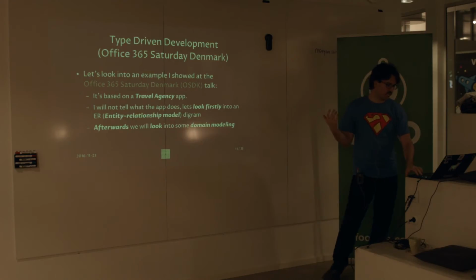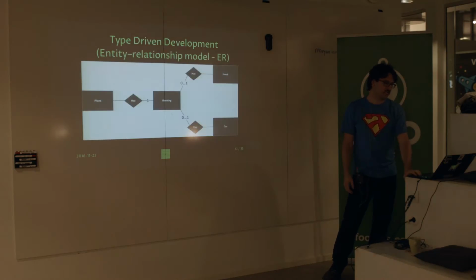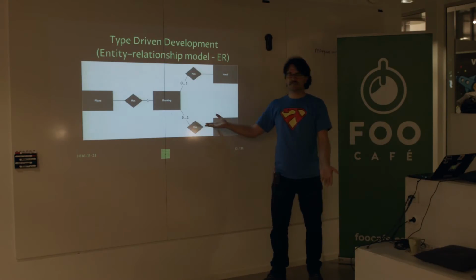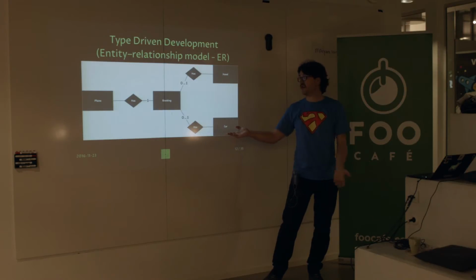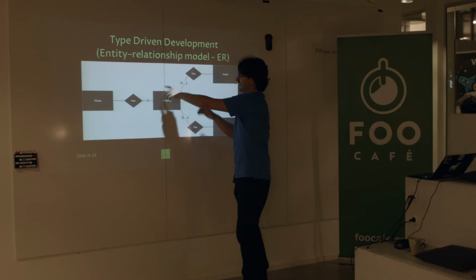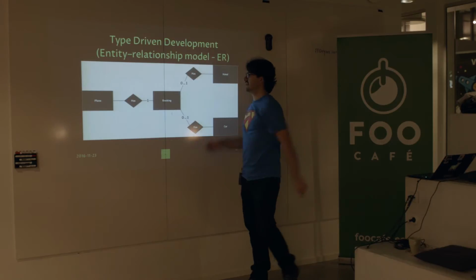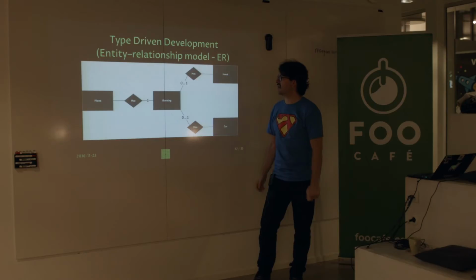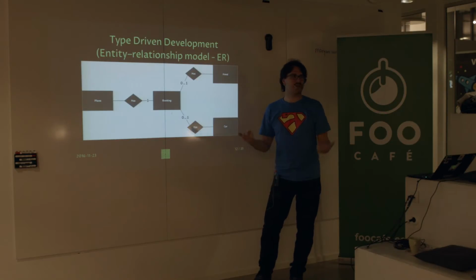I'm not going to tell you what the application does, because we're going to look at this diagram first, and afterwards we're going to look at this domain model. So here, we have all seen an entity relationship diagram, right? There's a reason I put it in the middle, but we can see that the center of the domain is a booking. It makes sense that a travel agency has some kind of products where you have to do some booking.